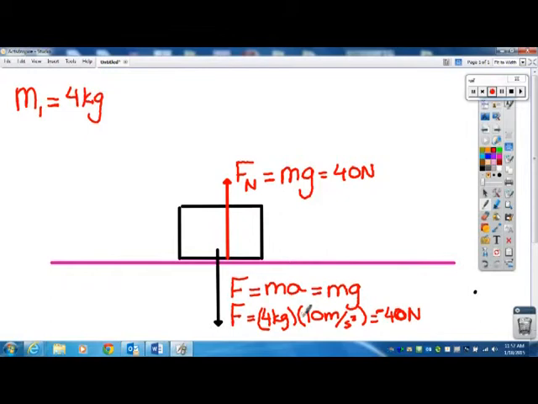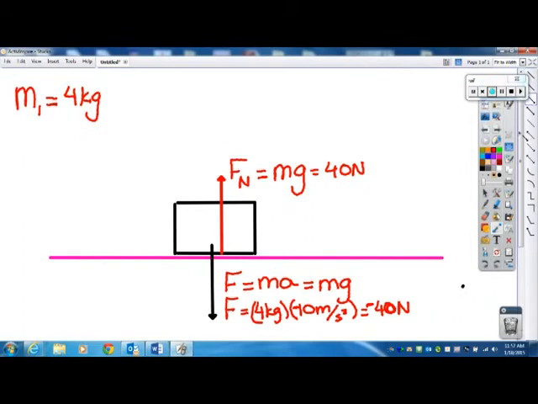Just like over here, the acceleration of gravity should be labeled as negative 10 meters per second squared, and so it comes out to be negative 40 newtons. So these are the two forces that should go on your diagram immediately. The next force could be any force that's acting on the object.